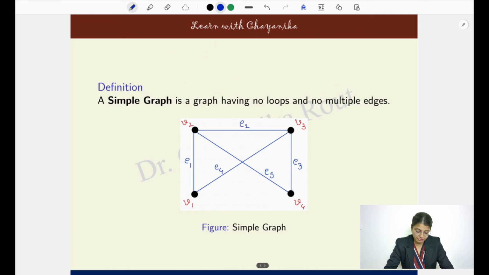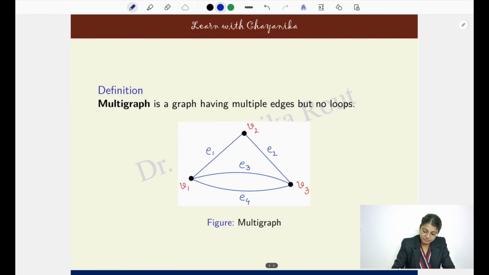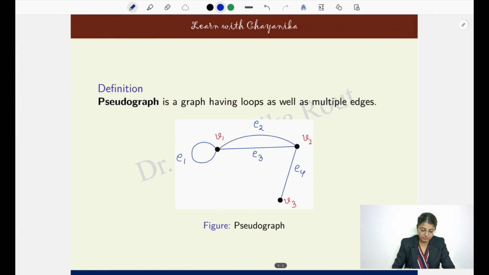So, let us look into the definitions. A simple graph is a graph having no loops and no multiple edges. For example, in this graph in the figure, we don't have any loops, we don't have any multiple edges. So, it is simple. Multigraph is a graph having multiple edges but no loops. So, a graph that should have multiple edges but should not have loop, that makes it multigraph. It is easy to remember by the name itself. Next is pseudograph, a graph having loops as well as multiple edges. So, here is an example where we have a loop also, we have multiple edges as well.